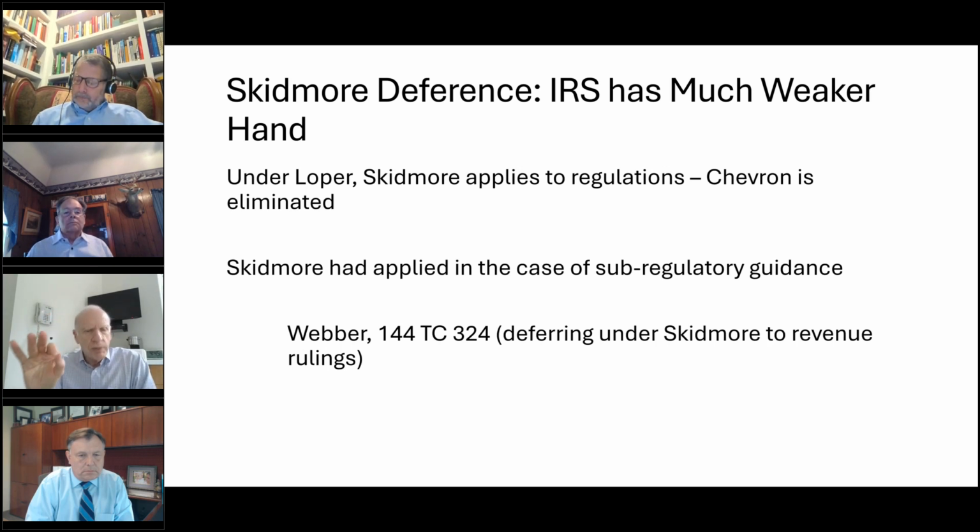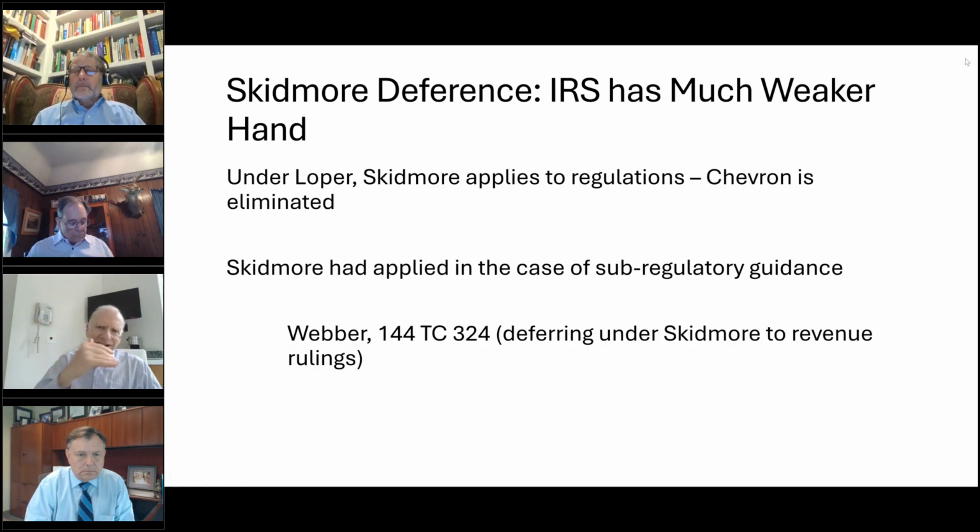This weaker form. Now, when I say weaker, think about the IRS having a weaker hand, the taxpayer having a stronger hand in litigation concerning the validity of regulations. Loper is saying we're going to get rid of Chevron, and now everything is subject to Skidmore. So in the tax world, everything is now subject to Skidmore, sub-regulatory guidance like a revenue ruling, as well as regulations.